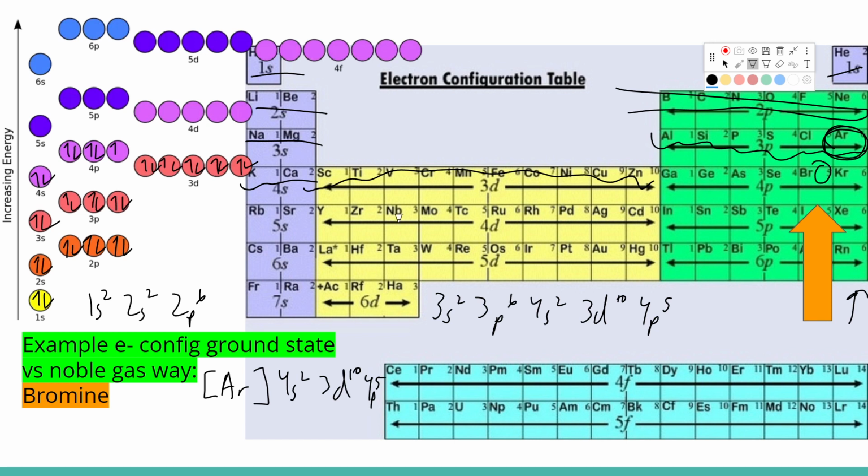So you need to be able to draw these orbital diagrams. You need to be able to write down electron configuration in the ground state and the noble gas way. If the AP test does not tell you a specific way of writing electron configuration, pick whichever you want. So if it's an FRQ and it doesn't say ground state or noble gas, pick the one you like.